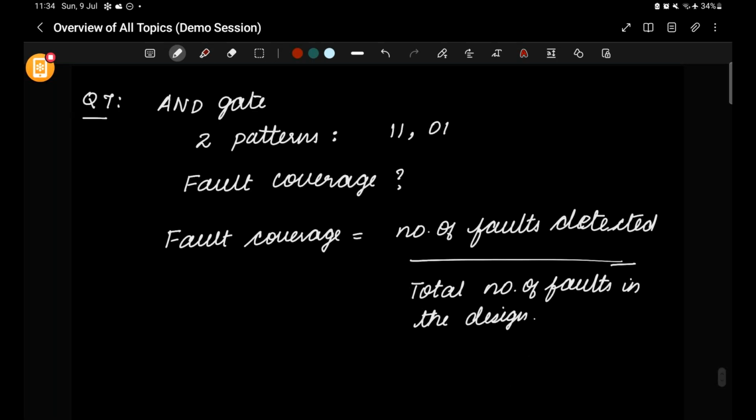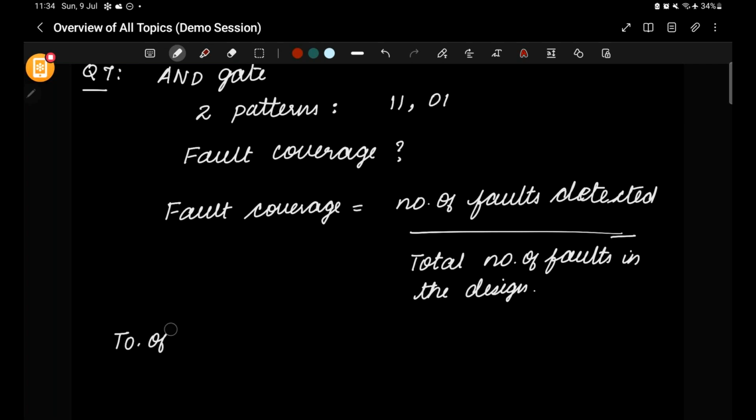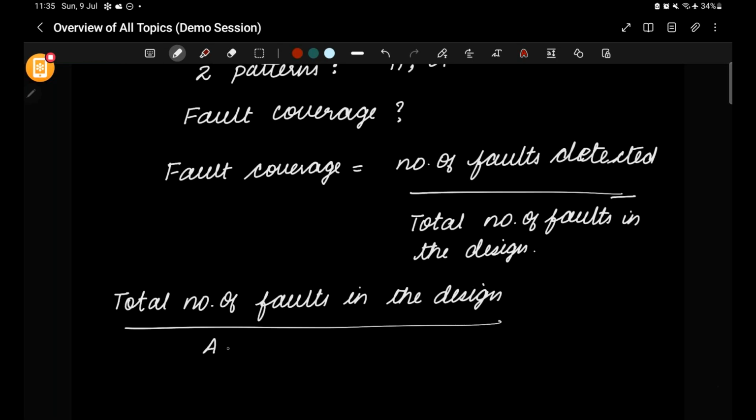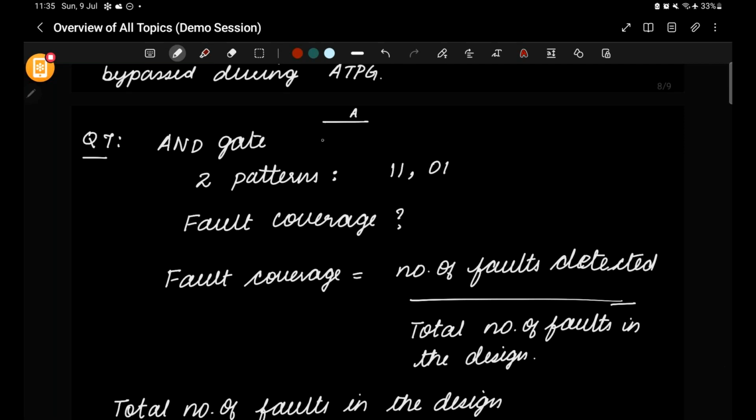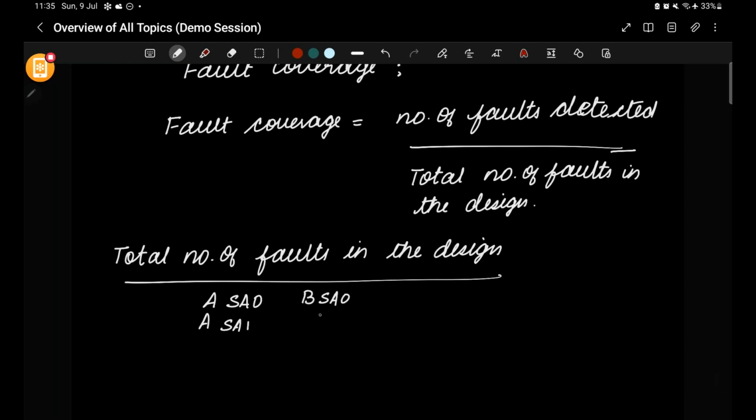So first you will calculate the denominator, the total number of faults in the design. What are all the possible faults it can have? One is A stuck at 0, then A stuck at 1. You have two inputs of the AND gate, A and B, and then one output, that is Y. So A stuck at 0, A stuck at 1, then B stuck at 0, B stuck at 1, then Y stuck at 0, Y stuck at 1. These are all the possible faults in the circuit. So total how many faults are we having? 3 things into 2, so 6 faults.